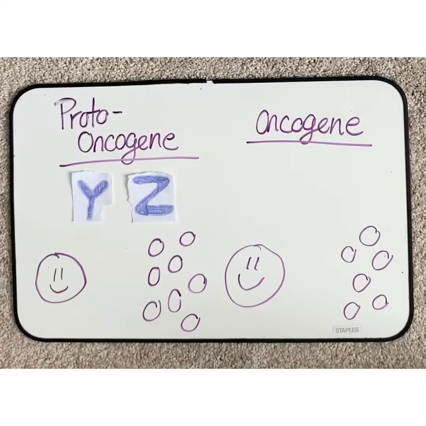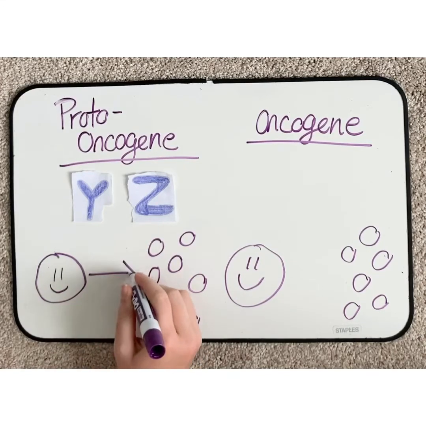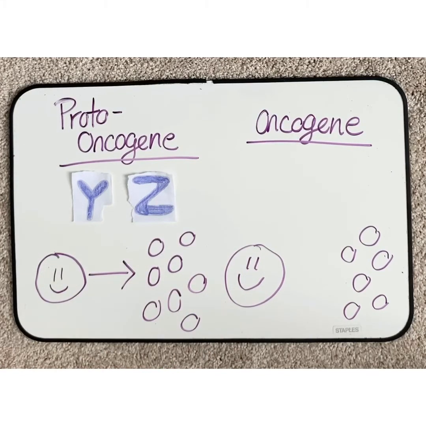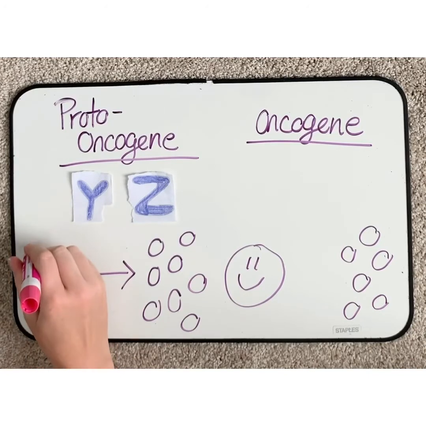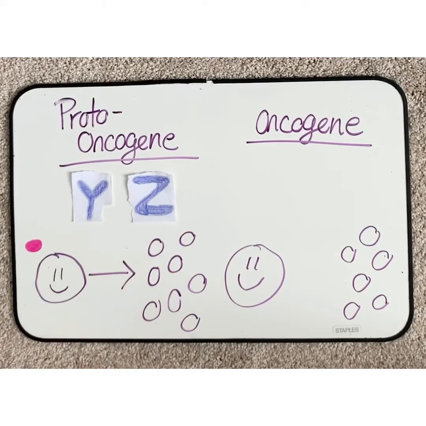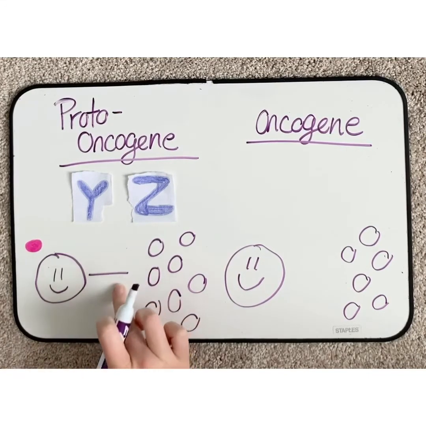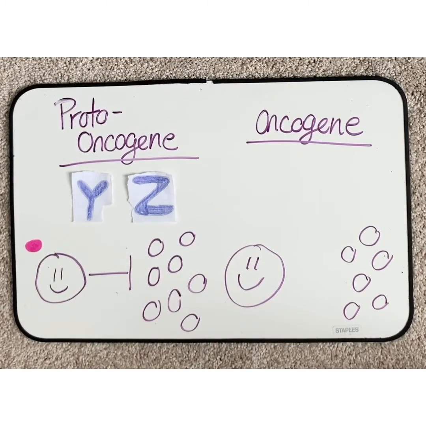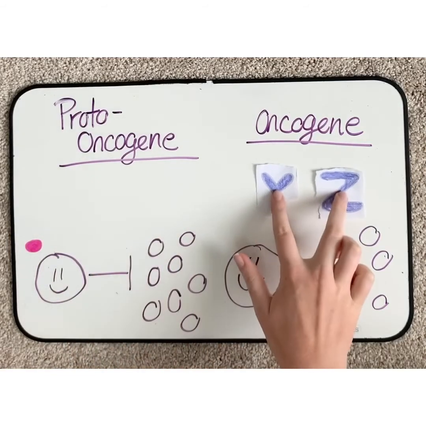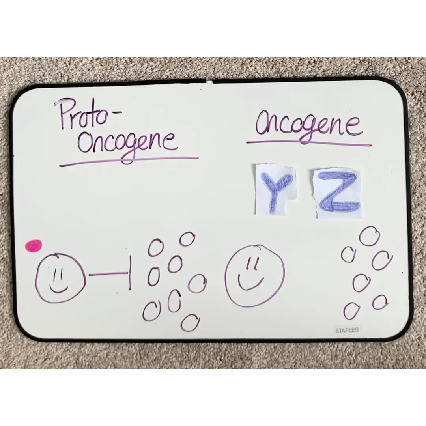Genes Y and Z are proto-oncogenes, which means that they promote cell division. However, they are also regulated, and when regulator proteins like this pink dot come in, they know to stop and inhibit cell division. However, when Y and Z are mutated, they become oncogenes. Oncogenes also promote cell division. However, when regulators come in, they don't necessarily listen, and cell division is continued at an uncontrolled rate.